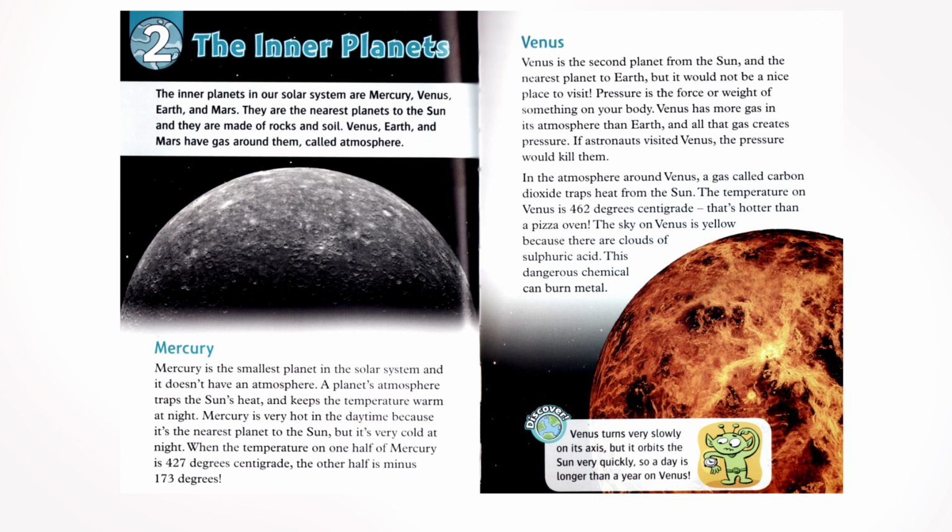In the atmosphere around Venus, a gas called carbon dioxide traps heat from the sun. The temperature on Venus is 462 degrees centigrade. That's hotter than a pizza oven. The sky on Venus is yellow because there are clouds of sulfuric acid. This dangerous chemical can burn metal. Venus turns very slowly on its axis, but it orbits the sun very quickly, so a day is longer than a year on Venus.